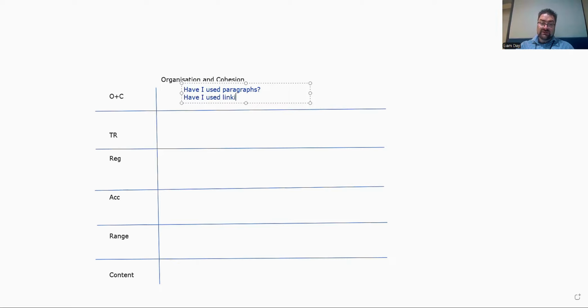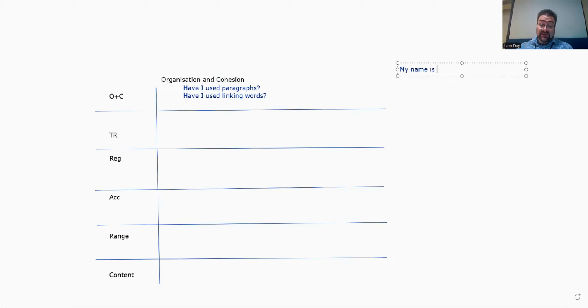Have I used linking words? Now, depending on the level of your writing, these can be simple words like and, but, because, and so. And even if you're at an advanced level, you still need those words. Remember, English hates short sentences. So it's best to have two ideas with a linking word in the middle.